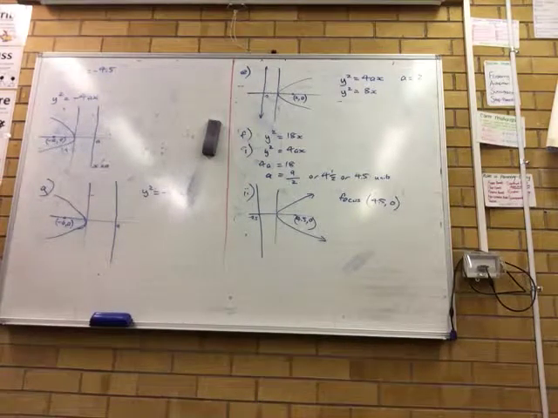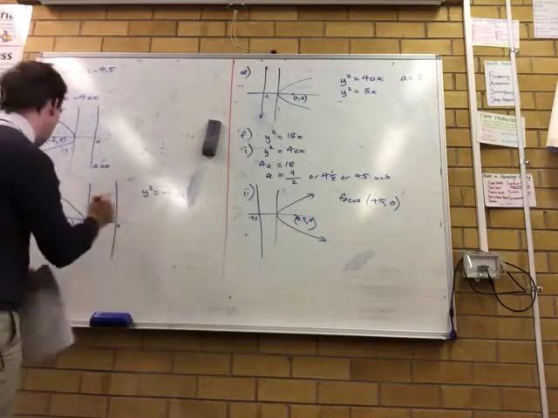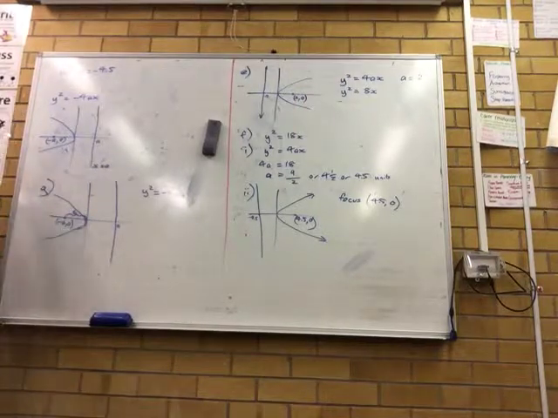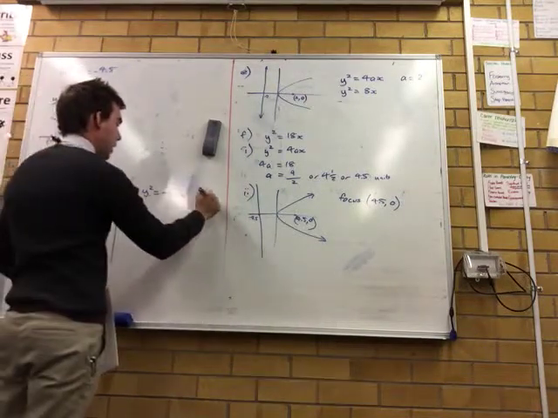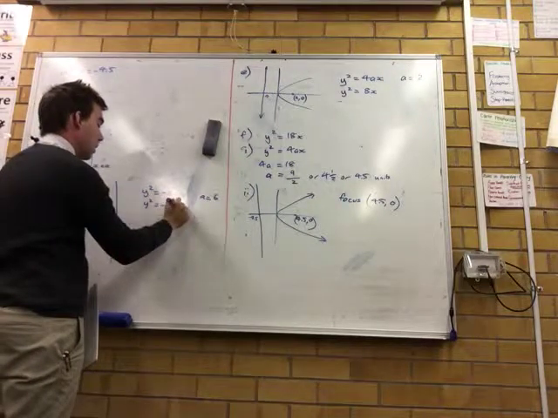And what is the focal length? 6. The distance from the vertex to the focus is 6 units long. So we simply substitute in 6 for the value for a. So a is 6, so y squared equals negative 24x.